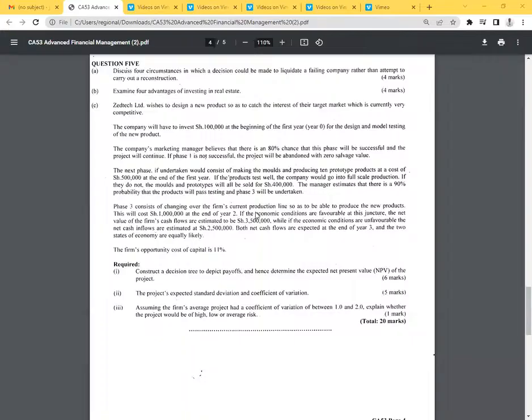If the economic conditions are favorable at this juncture, the net value of the firm's cash flows is estimated to be 3.5. While if the economic conditions are unfavorable, the net cash inflows are estimated at 2.5 million. Both net cash flows are expected at the end of year 3, and the 2 states of economy are equally likely.